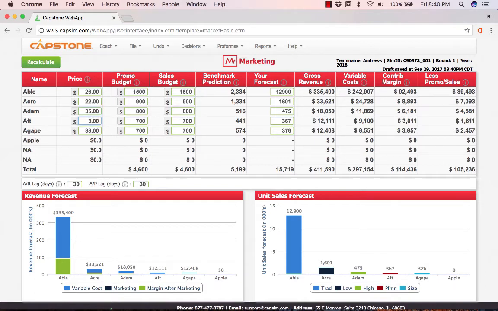I'm going to price Aft at $34, and again you got to play with these numbers. It's not just going to come magically to you. And then I'm going to put Agape at about $34. Okay.